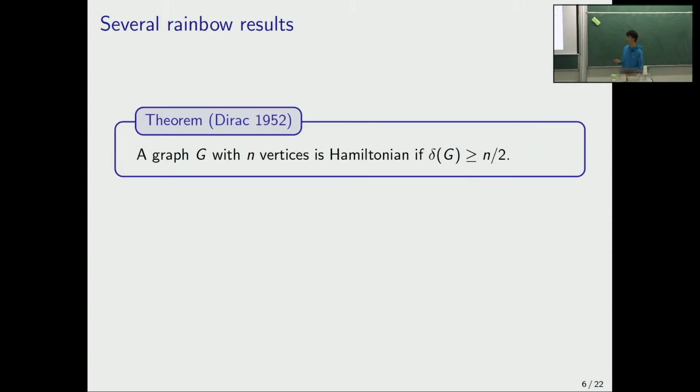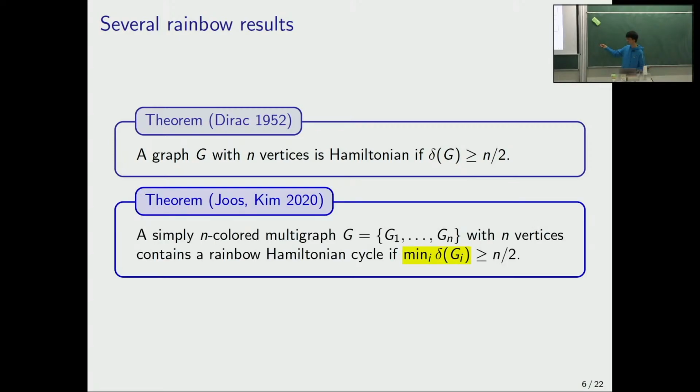And the second one is Dirac's theorem. It says that a graph is Hamiltonian if the minimum degree is greater than or equal to n/2. And they use the second condition. They collect the minimum degree of each color graph and take its minimum, and show that if there are n colors and there are n vertices, and if the minimum degree of each color graph is greater than or equal to n/2, then we can find a rainbow Hamiltonian cycle. So it's a quite straightforward generalization in terms of the statement.